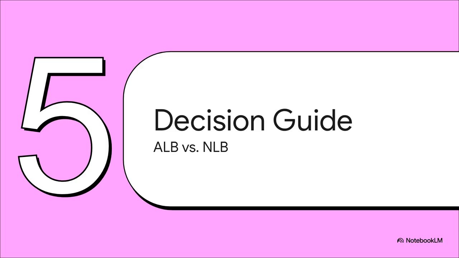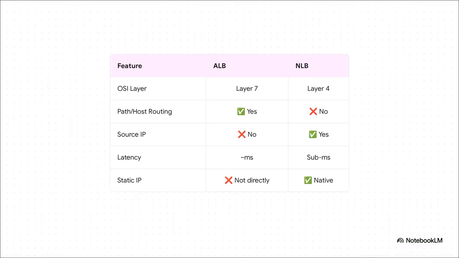All right, we've got the smart director, the ALB, we've got the speed demon, the NLB. So how do you, the architect, actually pick the right tool for the job? Let's put them head to head and make this simple. Okay, this right here is the main takeaway. This is your decision guide. If you need to make smart routing choices based on the URL path, you need an ALB. End of story. But if you just need raw sub-millisecond TCP speed, you need an NLB.